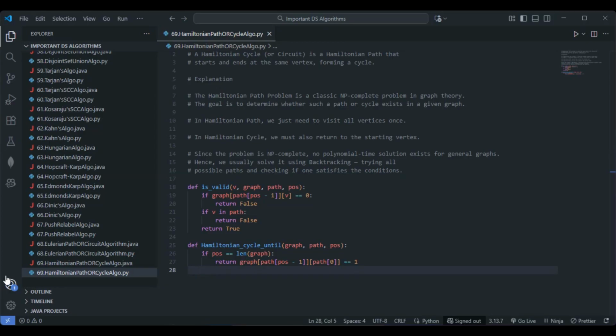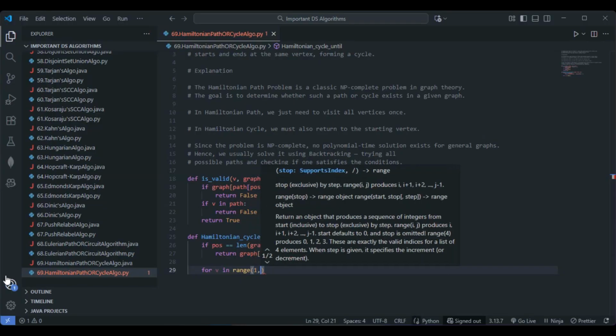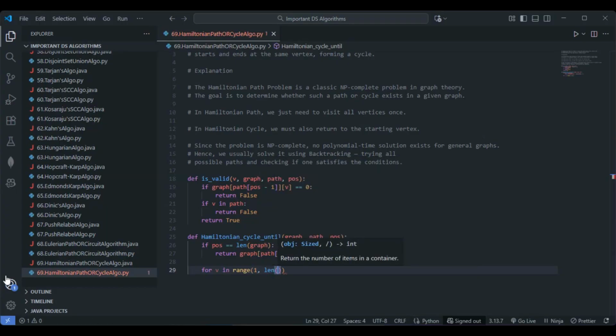Now what we need to do is try the different vertices as the next candidate. So let's move on with the for loop here. I'll go with for v in range, from 1 to the length of the total graph, so I'll go with length of the graph.